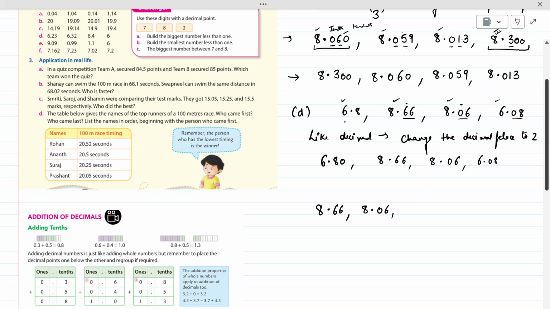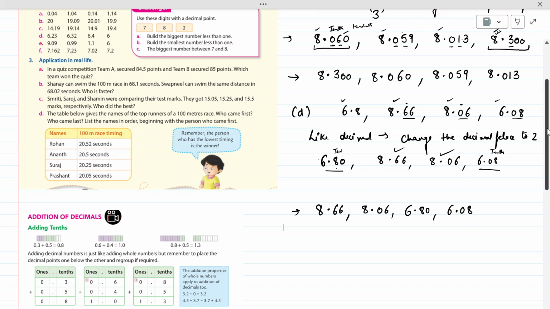Next, we are left with two numbers, 6.80 and 6.08. When we compare both these numbers, again, we have 6 in the ones place, which is the same. So again, we will compare the 10th place. In this number at the 10th place we have 8 and here we have 0, and we know 8 is greater than 0. So we will take this number as the bigger number, leaving us the smallest number, 6.08. So this is the ordering in descending order of the given numbers.